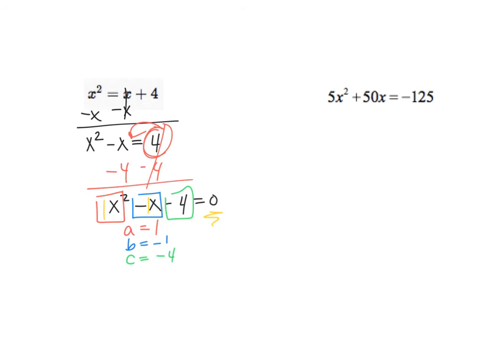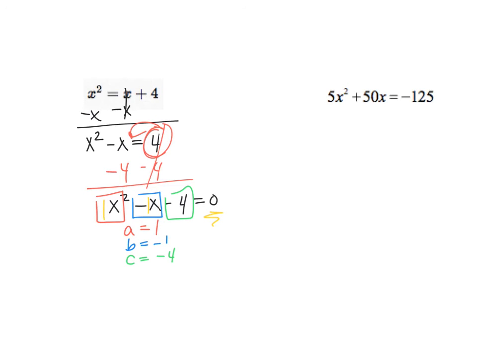Now, one thing I would like you to do is pause this video and try this next example with this 5x squared, this 50x, and this equal to negative 125 by yourself. So at this time, you should pause. And now I'm going to work through it.